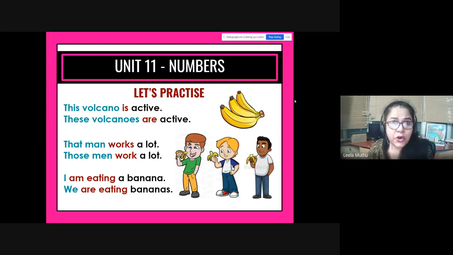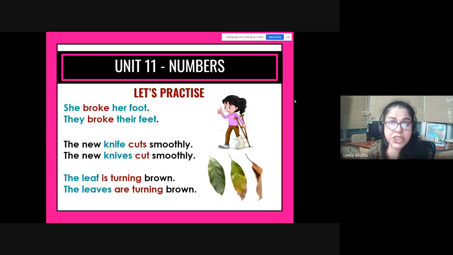That man works a lot. That man becomes those men. Works a lot becomes work a lot. Okay? I am eating a banana. I becomes we. First person singular becomes first person plural we. We are eating bananas. Right? She broke her foot. What is the plural of she? They. They broke their feet. Her feet becomes their feet. Okay? You have to brush up on your pronouns before you do these, but you already know it.